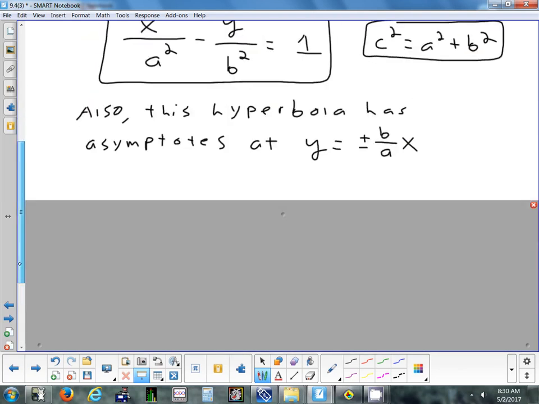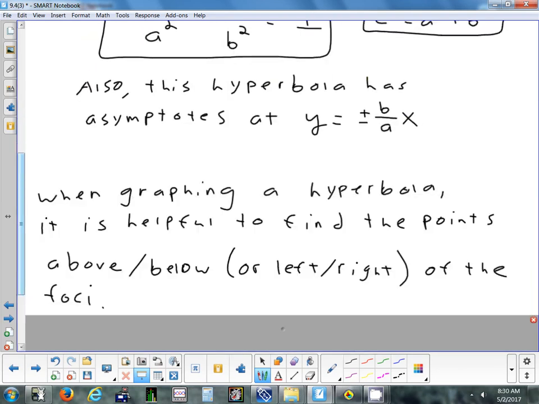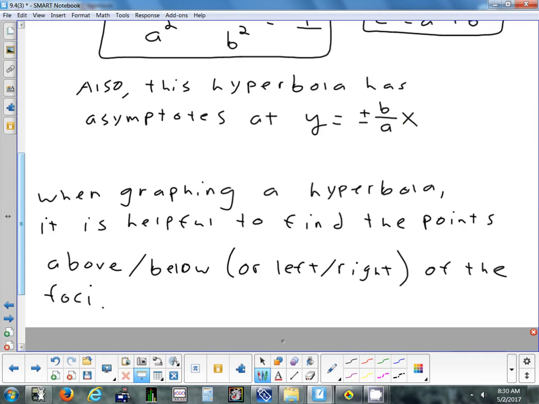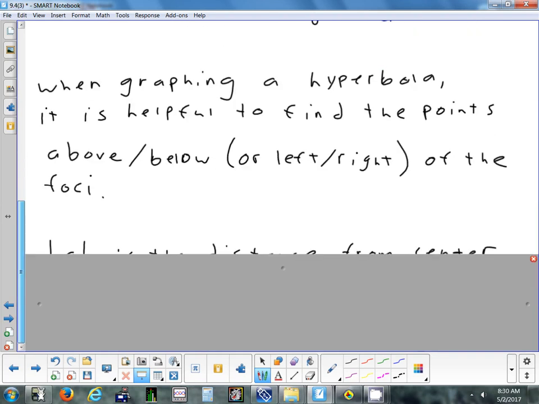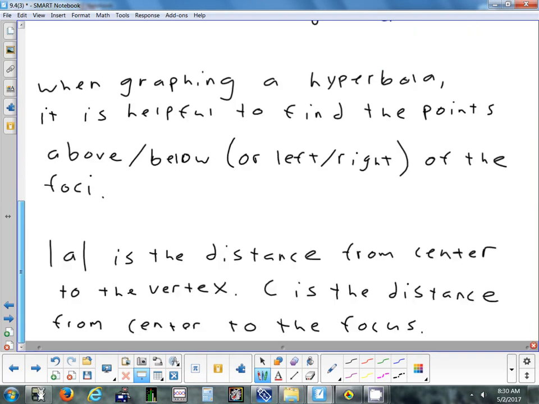All right, so any questions on anything I have here? All right, the next thing, graphing hyperbola, don't worry about that. Because if we graph the asymptotes, we don't need to do that. You can do that, but we're not going to. And this is the important thing. So A is always the distance from the center to the vertex. C is always the distance from the center to the focus.